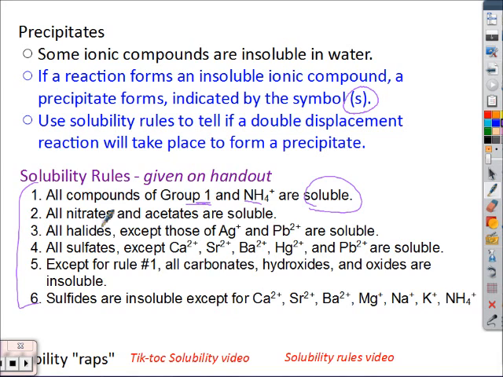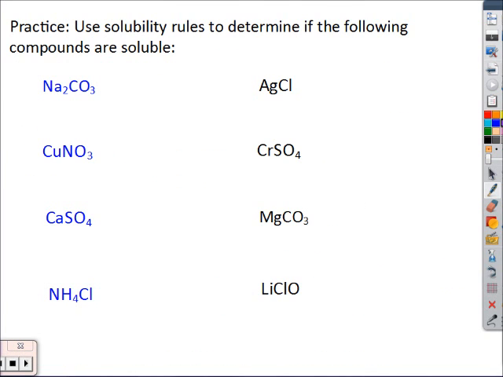I can look at anything with nitrates or acetates; they are soluble. And again, it assumes that you know that a nitrate is NO3 minus and an acetate is C2H3O2 minus. Again, reasons why you had to memorize those earlier in the year. A halide is any halogen. Again, a halogen is group 17. So assuming you remember all of those terms, if you don't, talk to me and we'll make sure you understand what they're supposed to be.